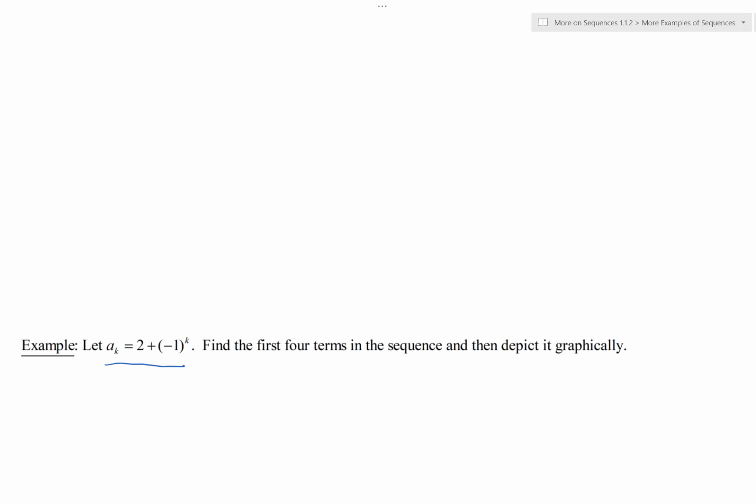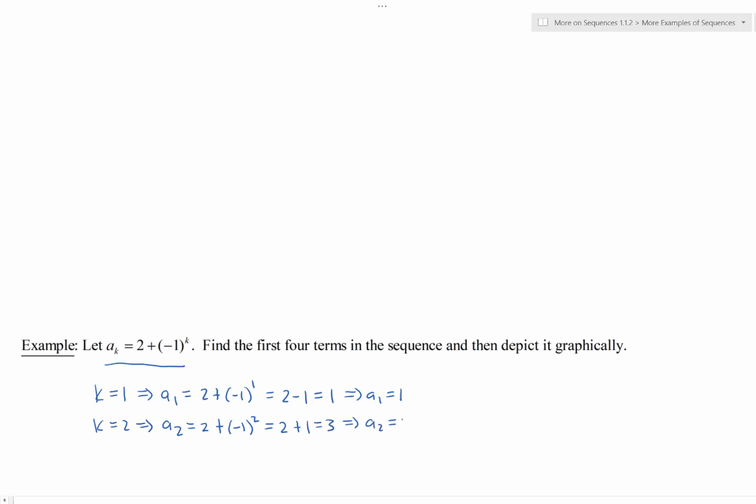So we get started by plugging in k is 1. If k is 1, then we get that a1 is 2 plus -1 to the 1 power, which is 2 minus 1, which is 1. Hence, a1 is 1. If k is 2, we get that a2 is 2 plus -1 squared, which is the same as 2 plus 1, which is 3. Hence, a2 is 3.